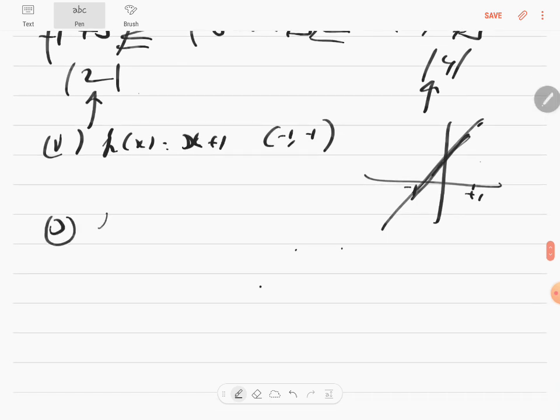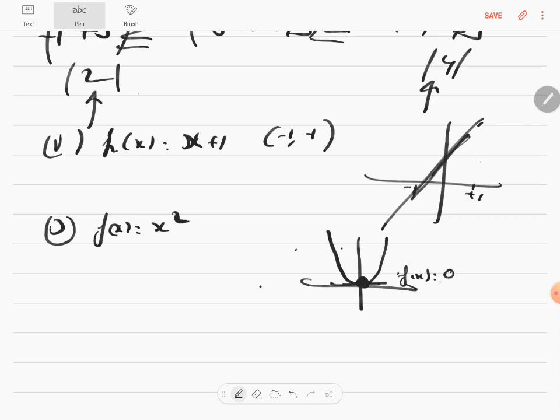So the third question is f of x is equal to x square. Looking at this, I know x square is an upward parabola whose vertex is exactly at the origin. I know my minima will be f of x, which is a y value of 0, at an x value of 0. At x is equal to 0, y is becoming 0. This is your minimum. I know it.